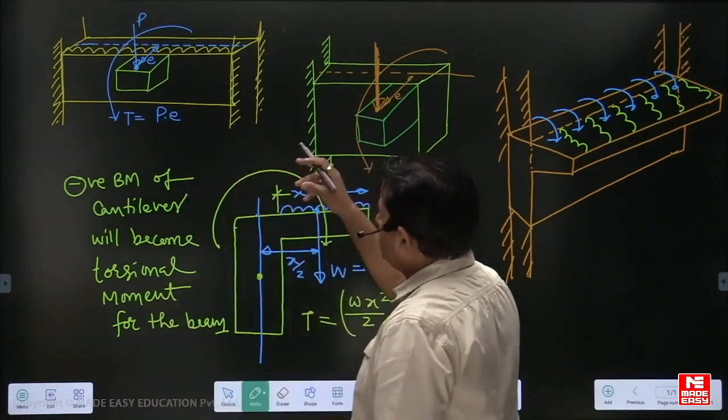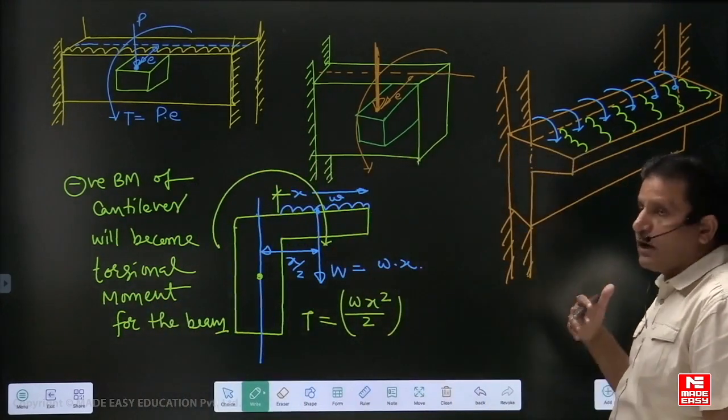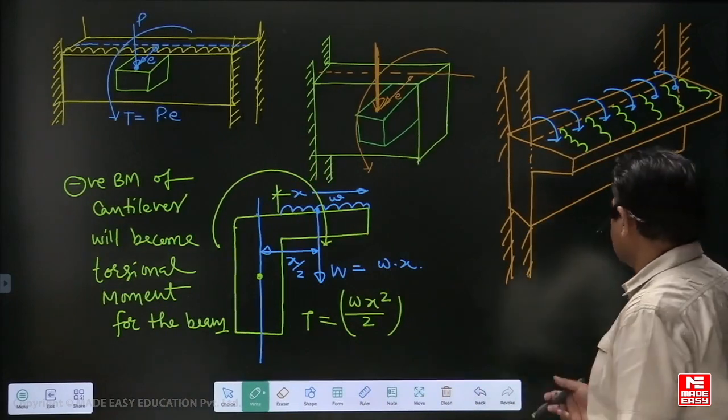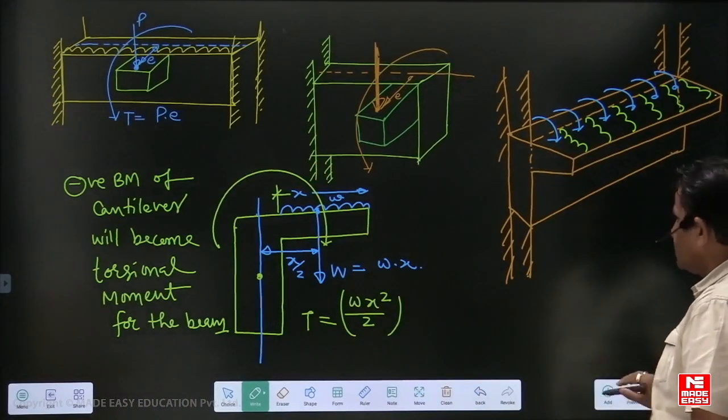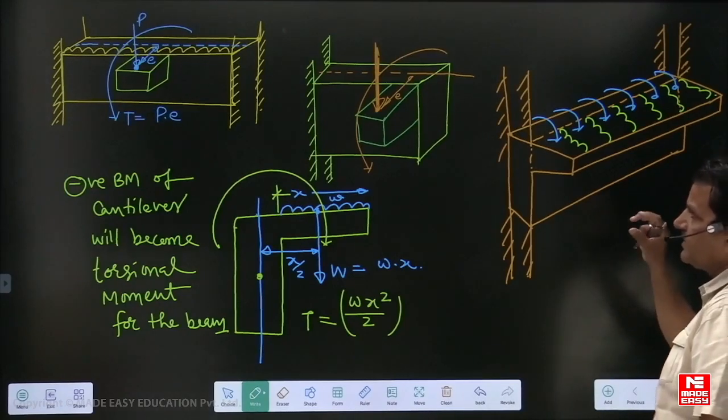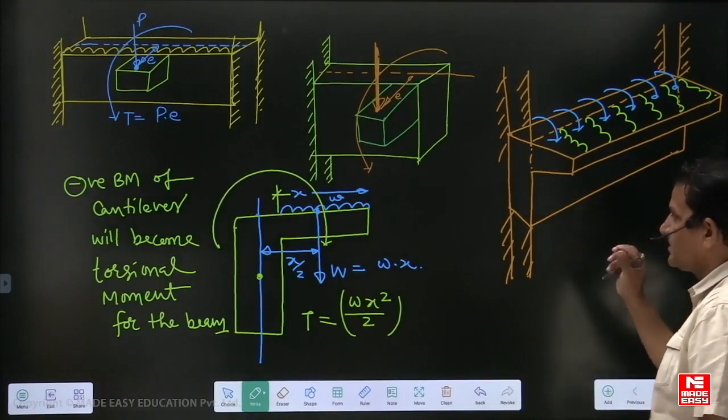So when the beam is subjected to torsion, how do we design it? That is actually the question. We will read that question again and we will solve it. I am just explaining what the effect of torsional moment is, how the torsion comes, and then suppose in a particular beam, I have taken this fixed beam.